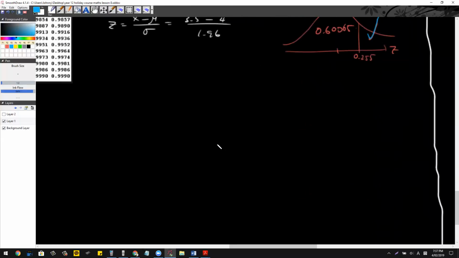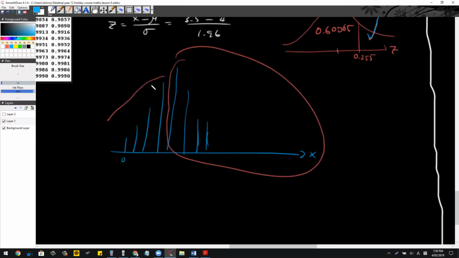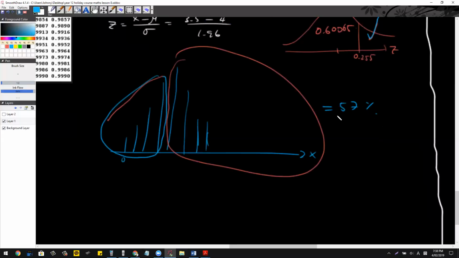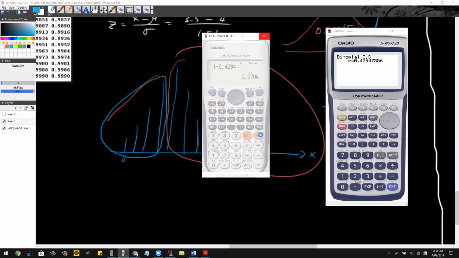So if I'm doing the binomial, that's 0 defective, 1 defective, 2 defective, 3 defective, 4 defective, and then 5, 6, 7, like this. So I want to calculate all of this, right? More than 4 defective. So I need to subtract that from 1. So the true answer is 57%. That's the true answer.